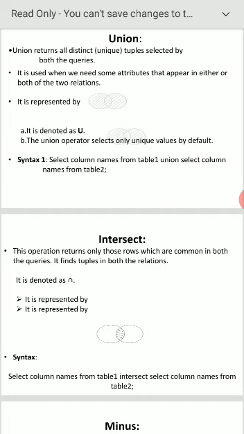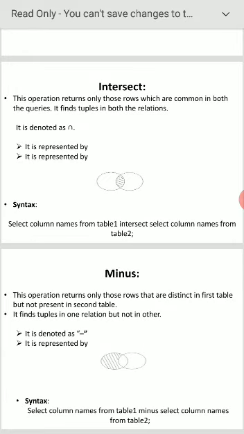Already I have given a simple example here. R is equal to 1, 2, 3, 4, 5. S is equal to 1, 2, 3, 4, 5, 6. R union S means that I will get 1, 2, 3, 4, 5, 6. R intersection S means that I will get only 1, 2, 3, 4, 5. That is the difference between union as well as intersect. Next we will pass on to minus.